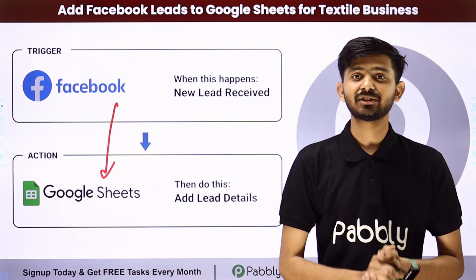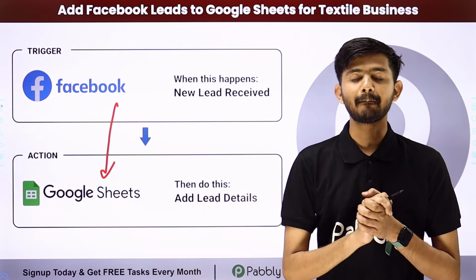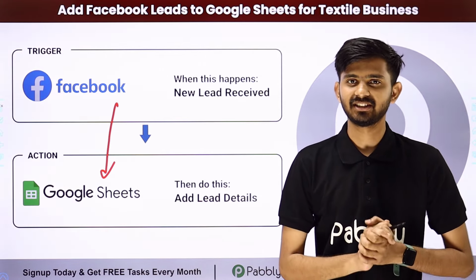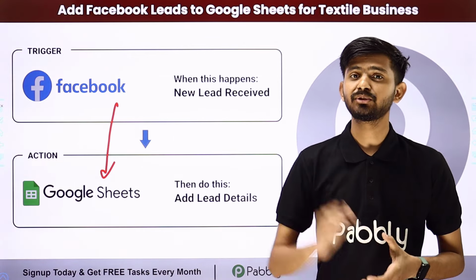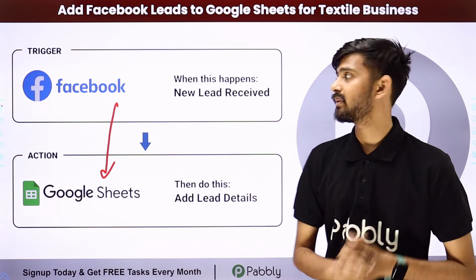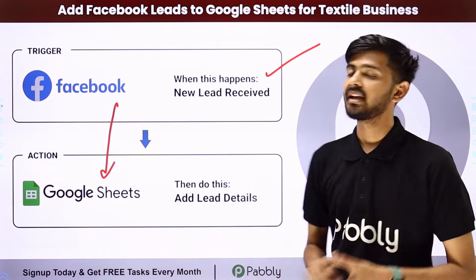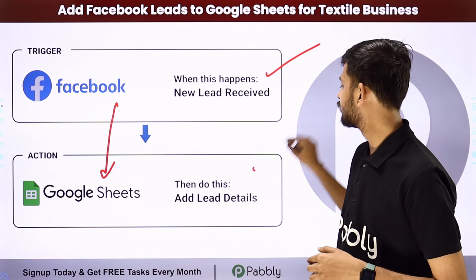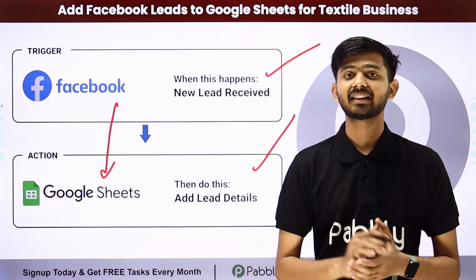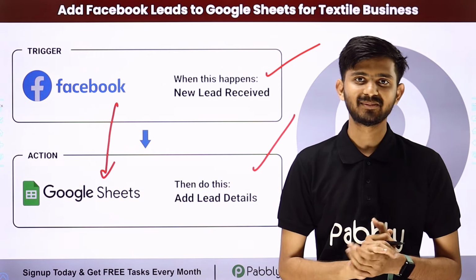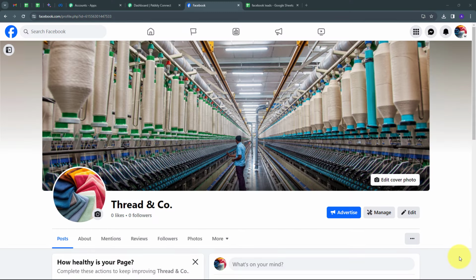So for creating this connection, I'm going to use Pabbly Connect, which is an amazing software for automation and integration. In Pabbly Connect, I'm going to use trigger and action. In trigger application, I'm going to use Facebook lead ads. In action application, I'm going to use Google Sheets. So how I'm going to build this connection? For that, let me take you to my computer screen. I hope all you can see my computer screen.